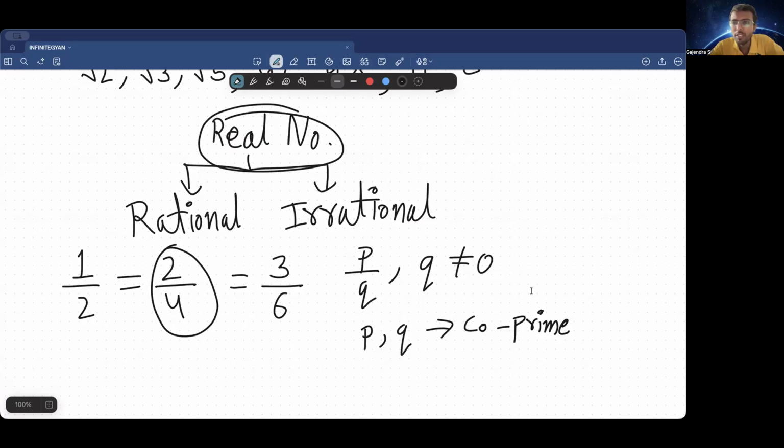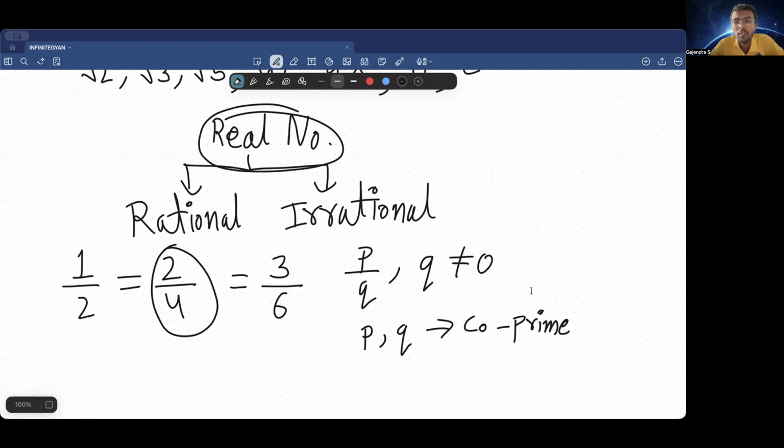Moving on to the next statement: every rational number is an integer. Is this statement true? Every rational number is an integer? False, right? Why? Because if we take an example of a rational number like 2 by 5, is it an integer? No, it isn't, right? Because it is written in the form of p by q.